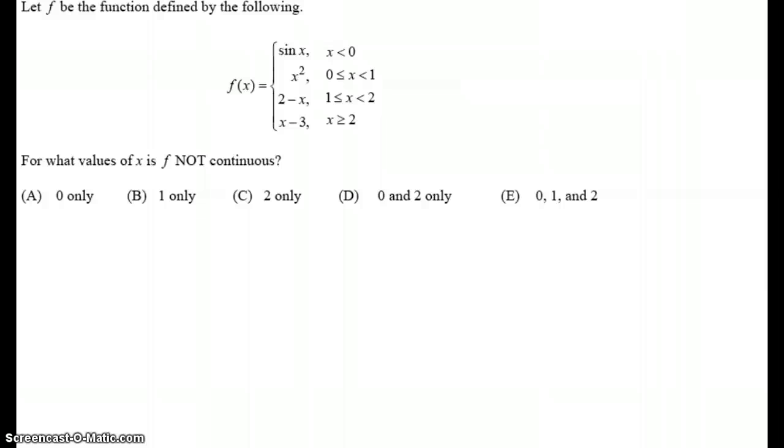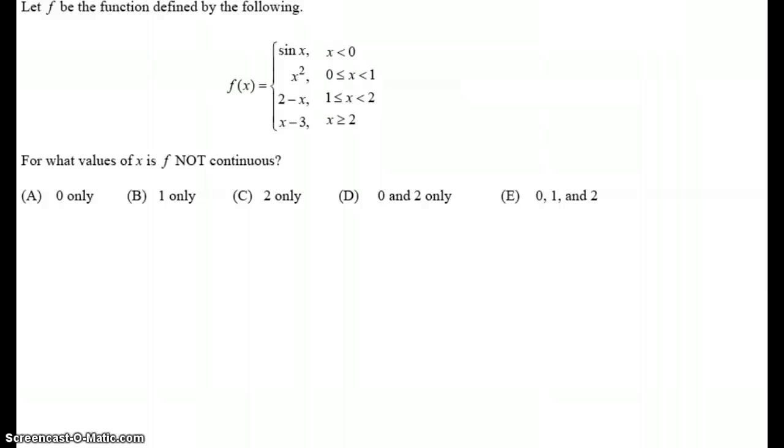So here's a function. Trying to be done in the next couple minutes here. For what values of x is f not continuous? Well, to determine continuity, and we're not there yet, but we just talked about it a little bit, a function has to be continuous if the left limit and the right limit exist, if they agree. So that means the limit exists, and also the function exists at that point. So if they equal the same thing, then it's going to be continuous.